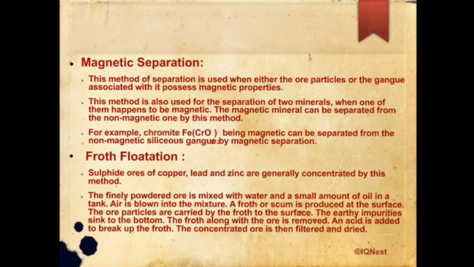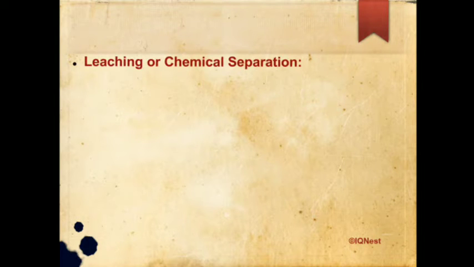Air is blown into the mixture. A froth or scum is produced at the surface. The ore particles are carried by the froth to the surface. The earthy impurities sink to the bottom. The froth along with the ore is removed. An acid is added to break up the froth. The concentrated ore is then filtered and dried. So that was the froth flotation.